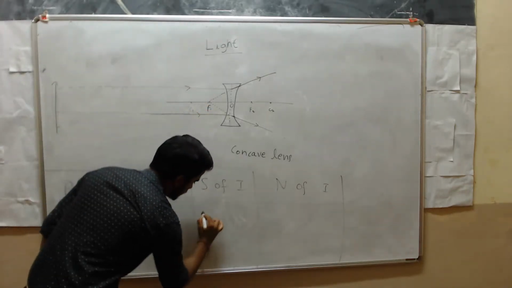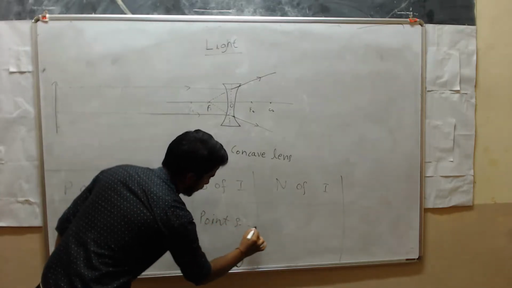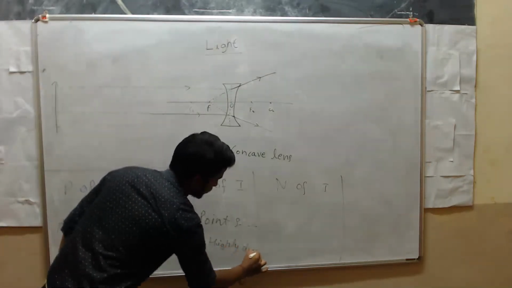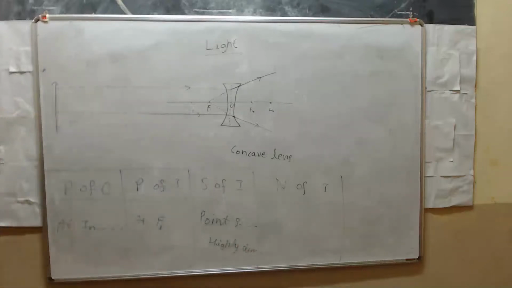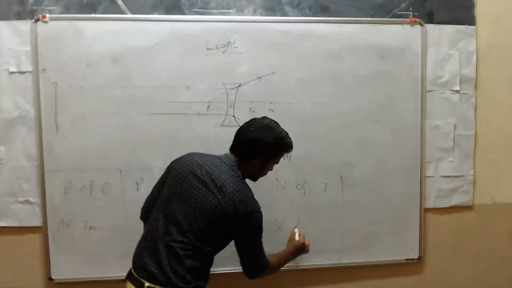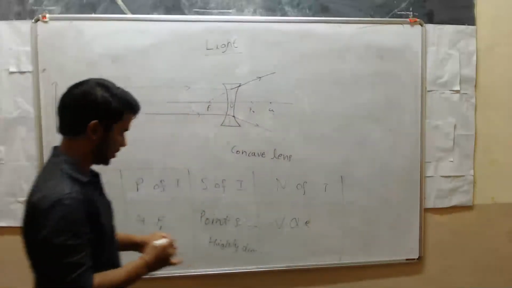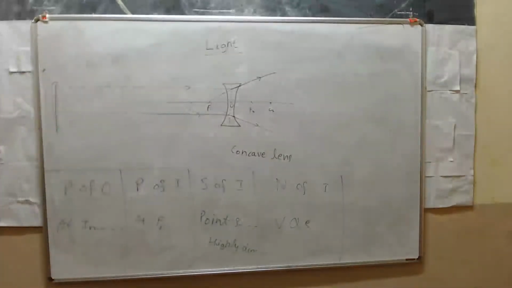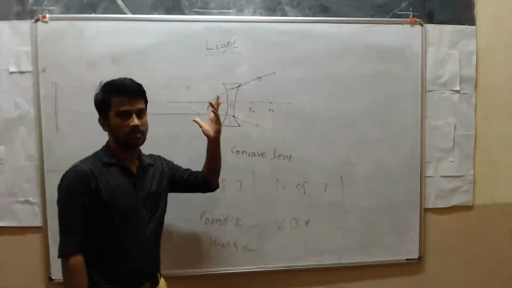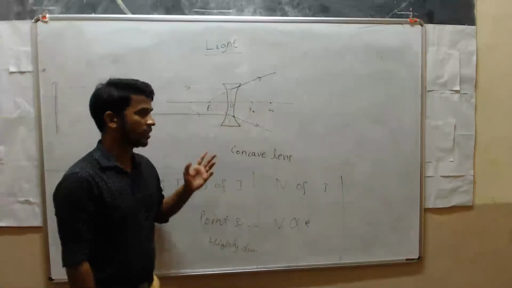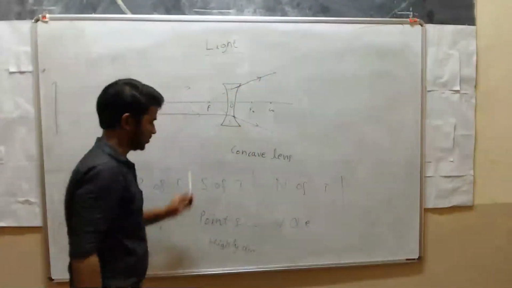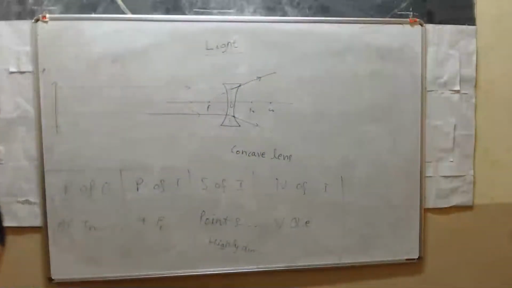So point size, highly diminished. Then what is the nature of the image? The nature of the image is virtual and erect. Here we won't get a real image. Why? Because the refracted rays are not meeting at one point. The rays are diverging, but these two rays are virtually connecting at F1. So that's why here we got a virtual and erect image.